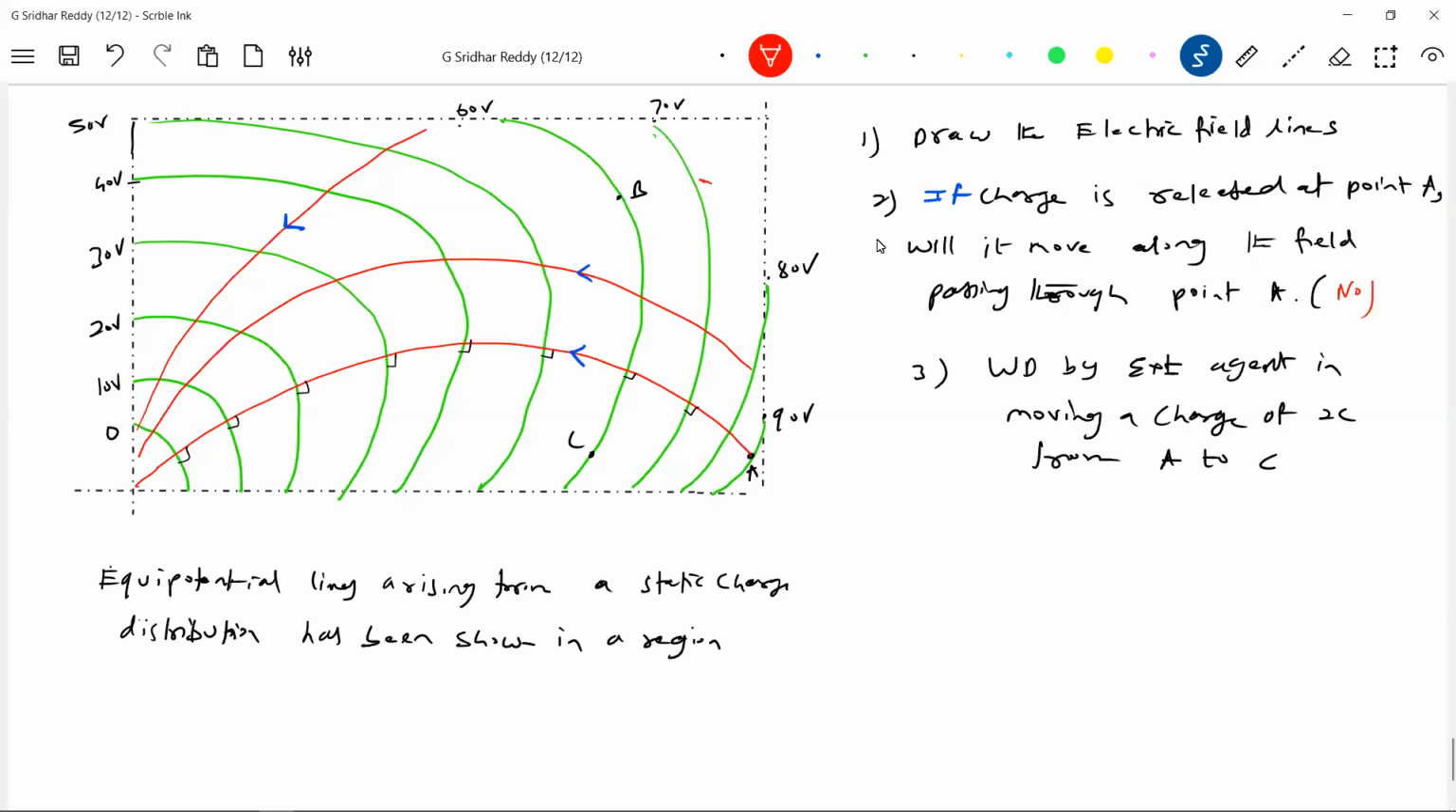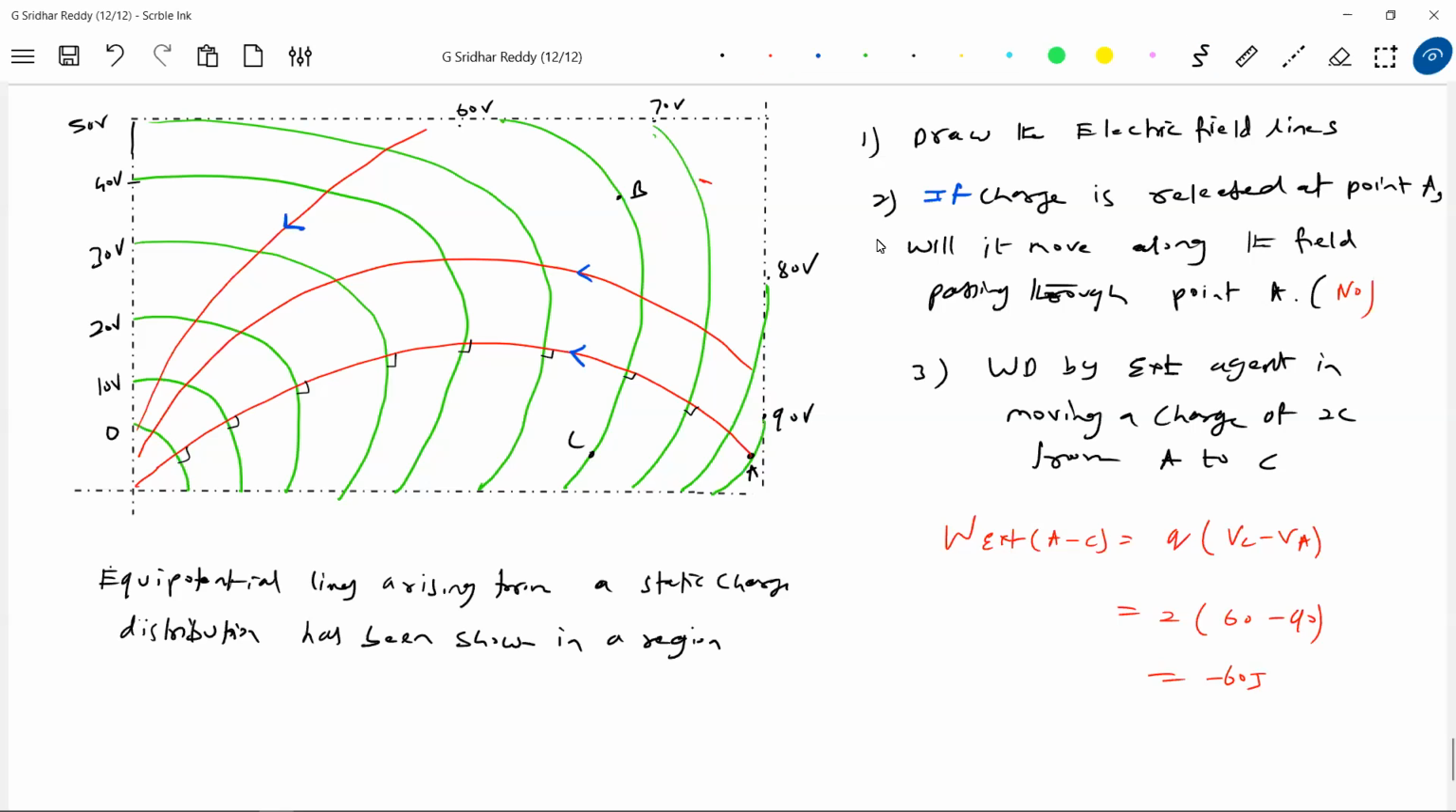Work done by an external agent in moving a charge of 2 coulomb from A to C. What shall I do? The work done by the external agent in moving a charge from A to C should be equal to Q into (VC minus VA). Q is 2 coulomb. VC is 60 volt. VA is 90. So the work done is minus 60 joules.